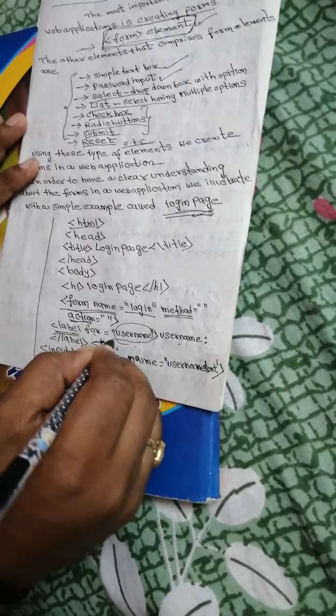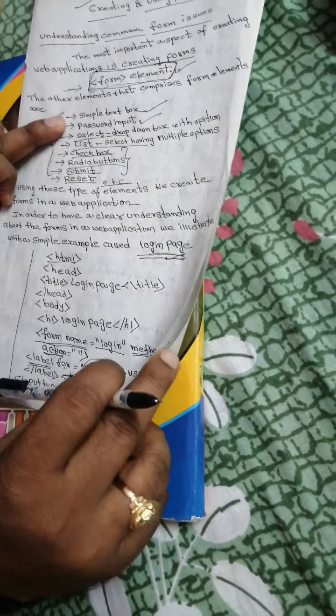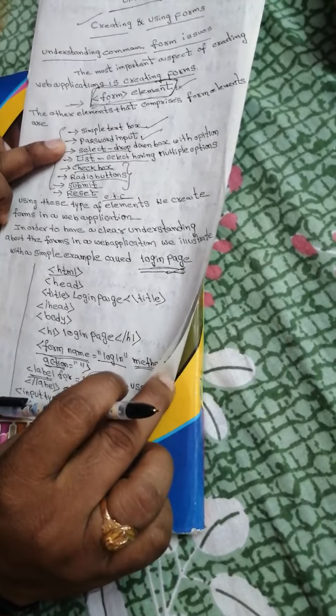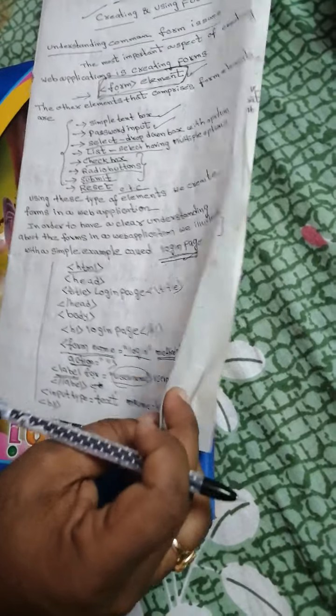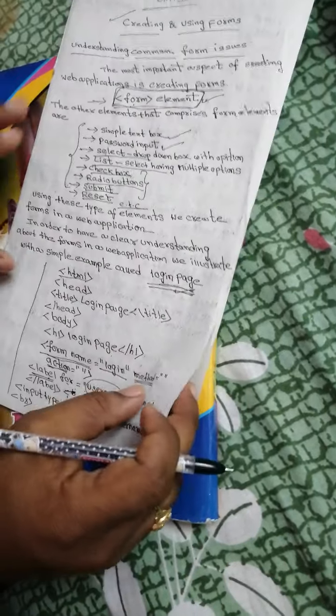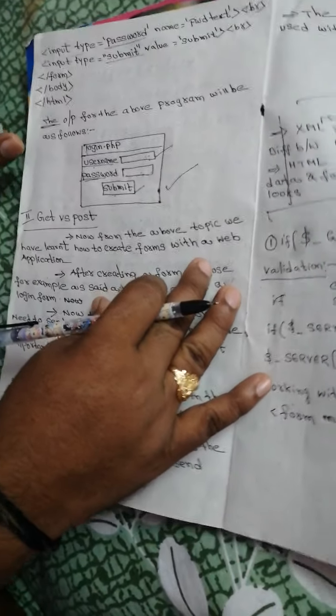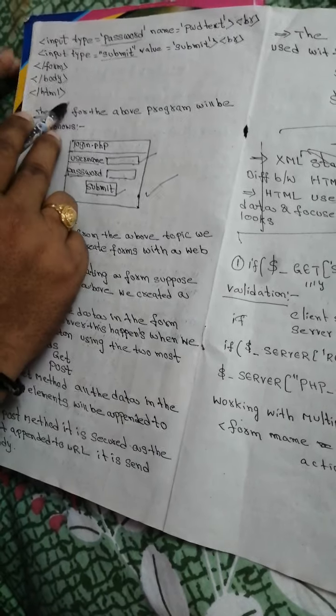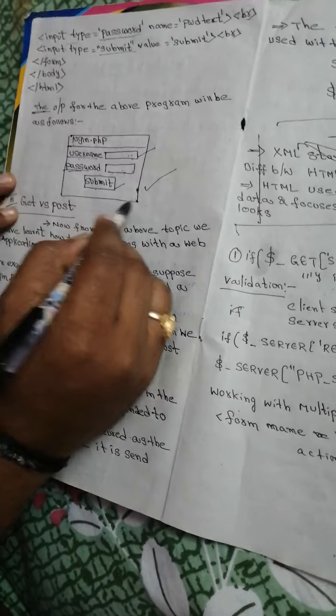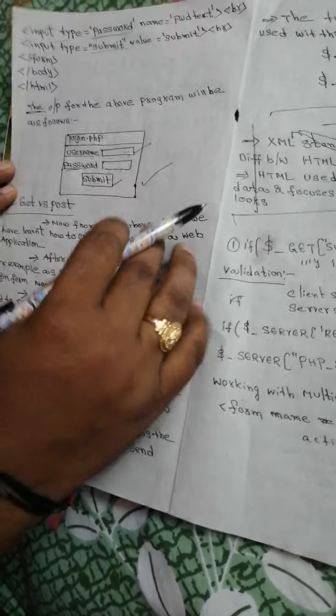So these are the form elements that we have been using to create a login page. One is a label, the other one is a simple text box, the other one is a password input box, and the other one is a submit button. Likewise, using these form elements, we will be creating different types of forms for web applications. This is how we get the output of that program after executing it.